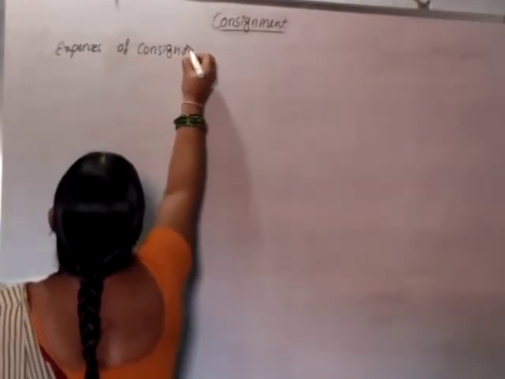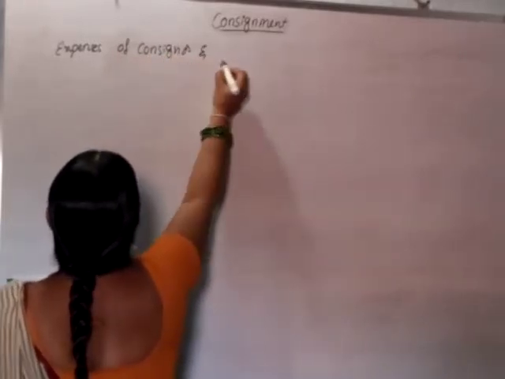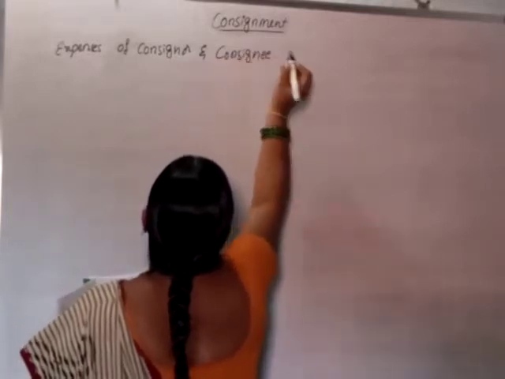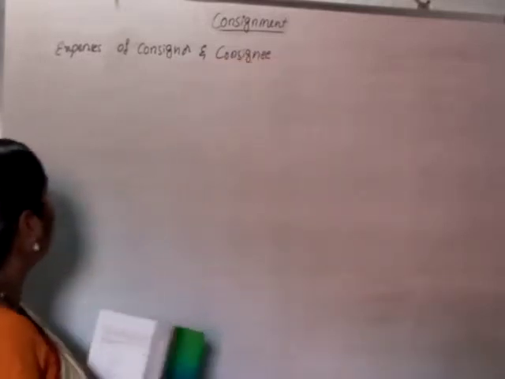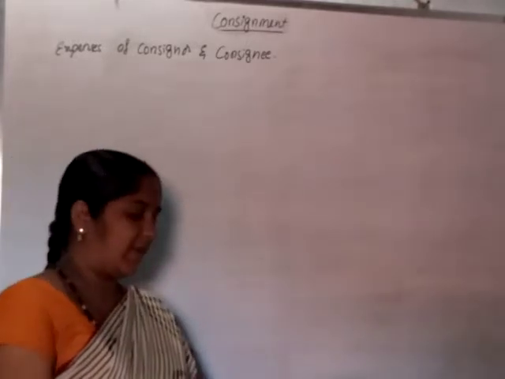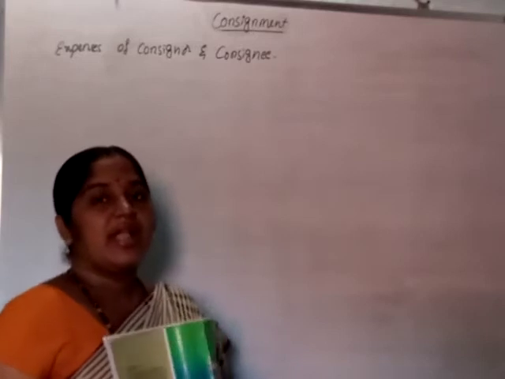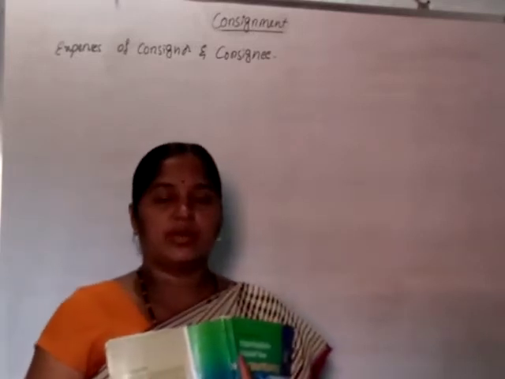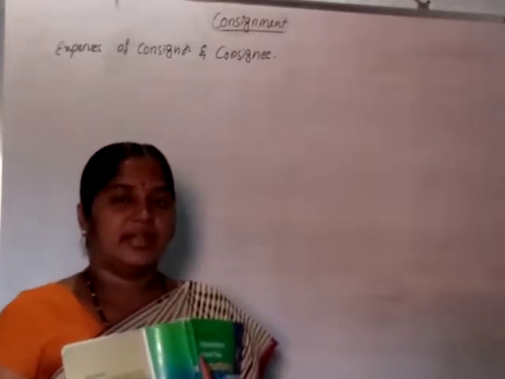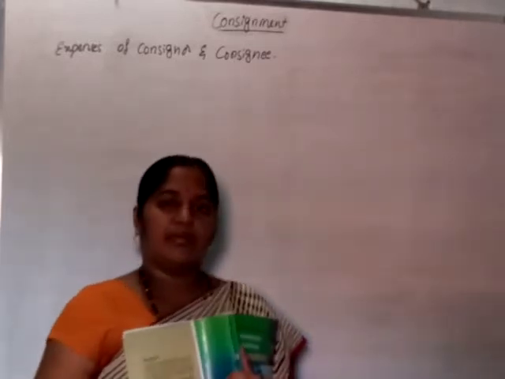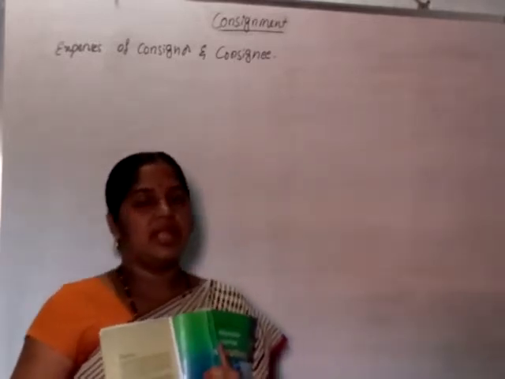consignor and consignee. Okay, so here, before we calculate the unsold stock, first of all we have to know the expenses. Generally, there are two types of expenses: recurring expenditures and non-recurring expenditures, both for the consignor and the consignee.